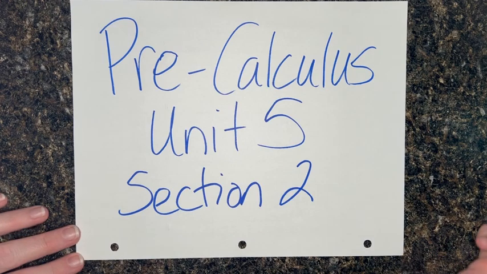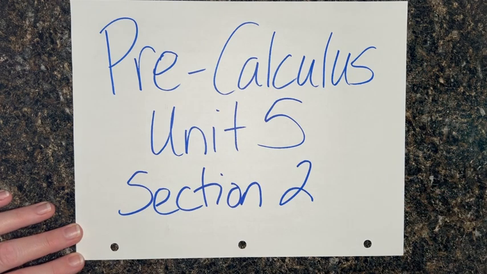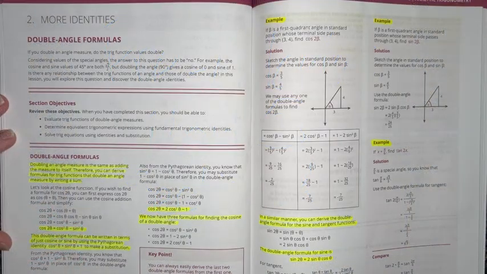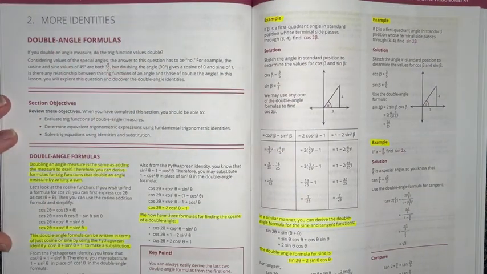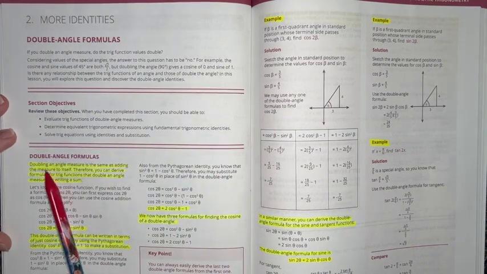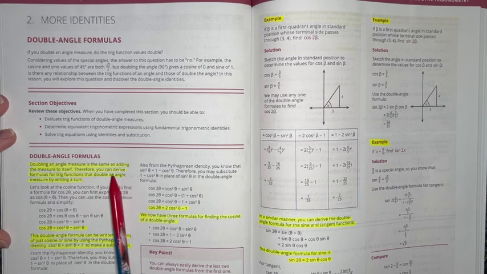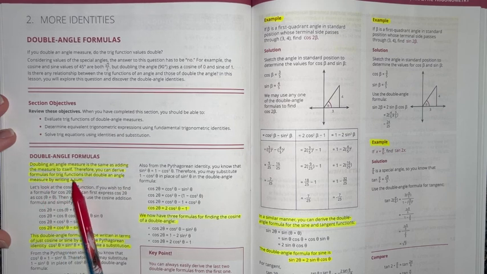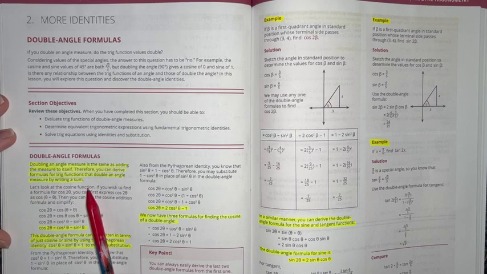Today we're going to be working through Pre-Calculus Unit 5, Section 2. Unit 2 begins on page 30, and it's titled More Identities, and we're starting with double angle formulas. It says, doubling an angle measure is the same as adding the measure to itself. Therefore, you can derive formulas for trig functions that double an angle measure by writing a sum.